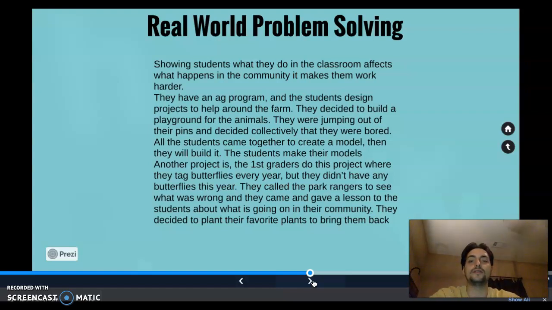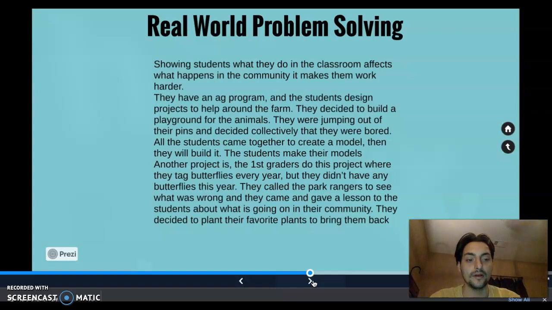And so they started collecting materials, figuring out what playground, what's the word? I'm trying to think of the word. But anyways, they each created their own model and they decided which model would work best for the pen.